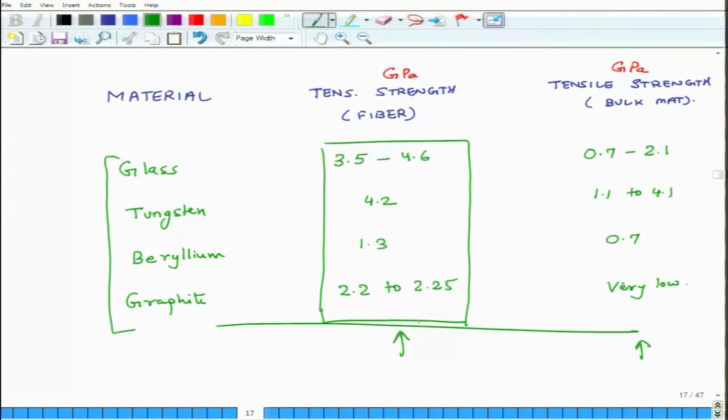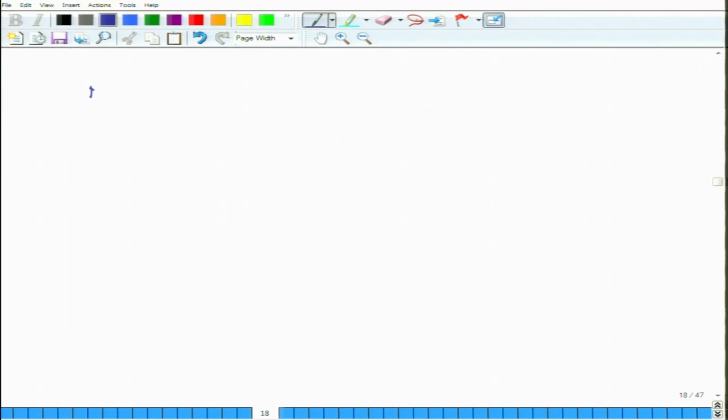So, the question is, why are these fibers stronger and bulk material is not? The answer to that lies in the structure of materials. We will consider two types of materials. The first is non-polymeric materials.